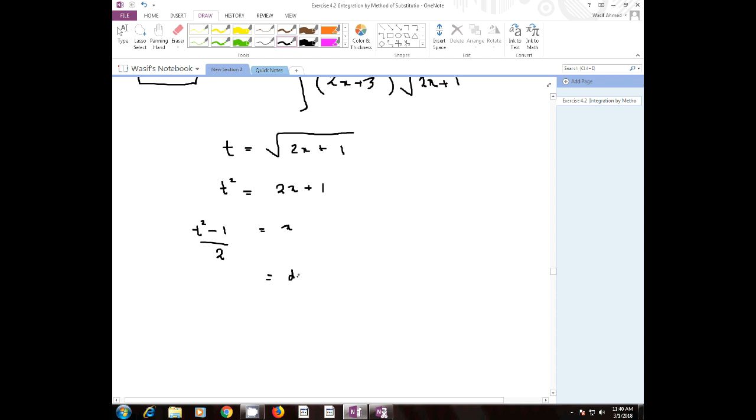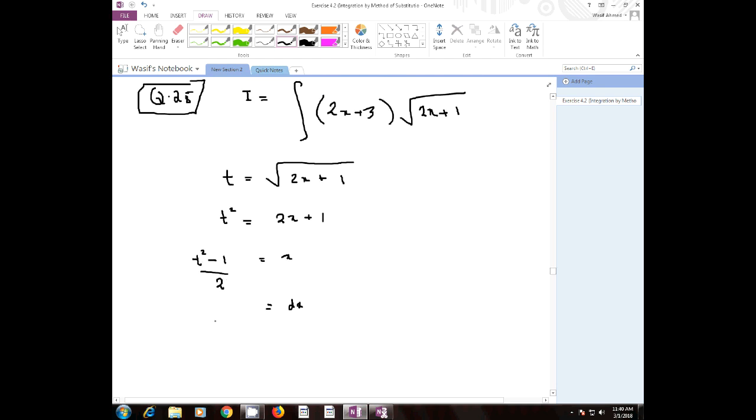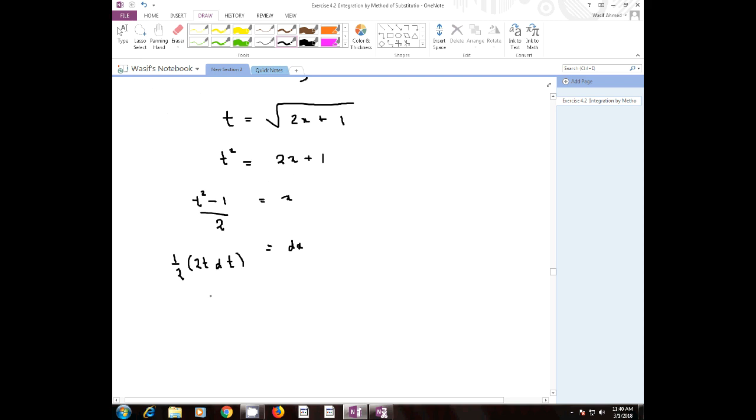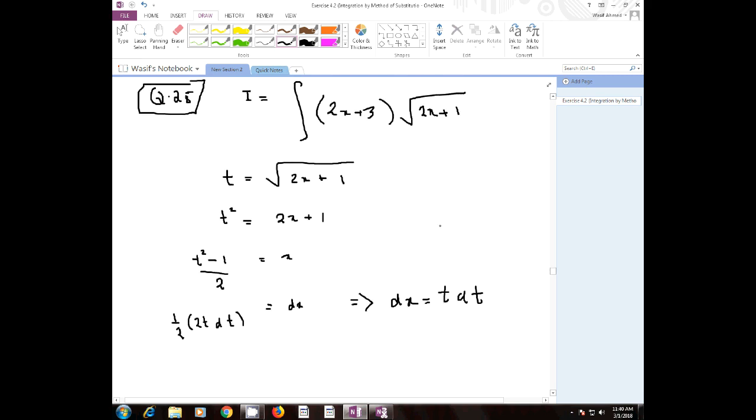If you take the differential, then you see that you have 1 divided by 2, 2t and dt. Two gets cancelled with the 2 and you are left with dx is equal to t dt. Put these values back into the integral, you get I equal to 2 times the value of x. The value of x that we have found is t square minus 1 divided by 2 plus 3, there is also the use of brackets, and instead of square root 2x plus 1 we have t, and instead of dx we have t dt.